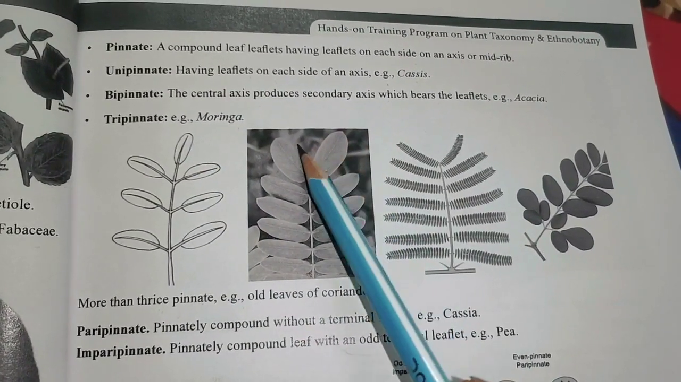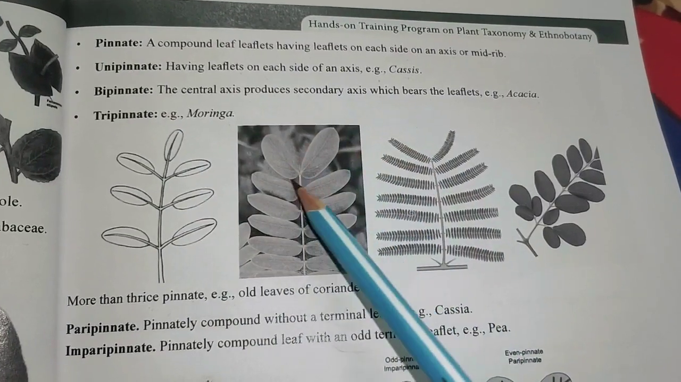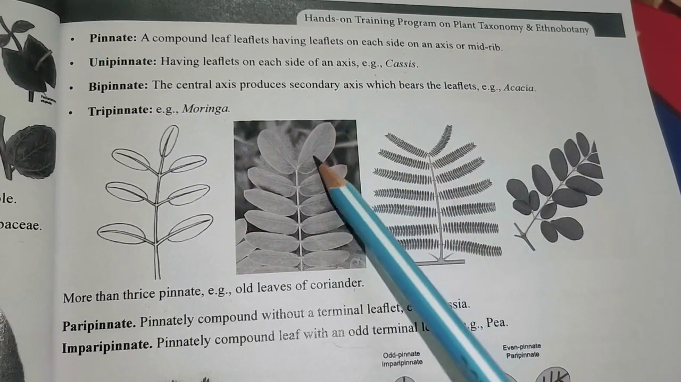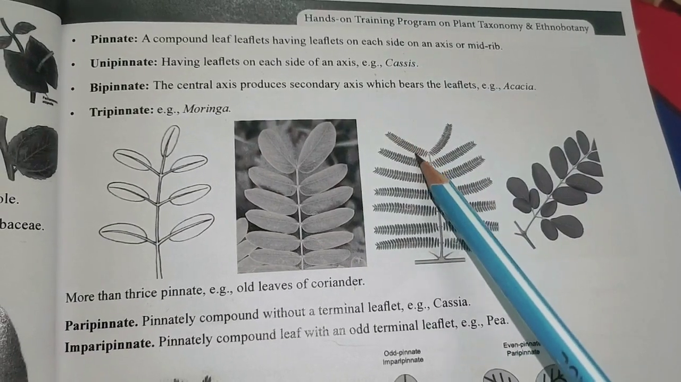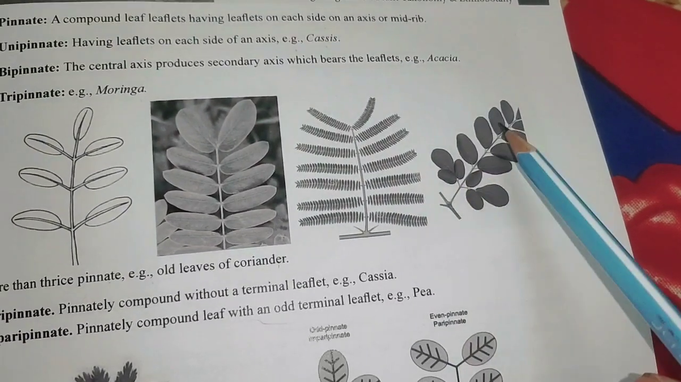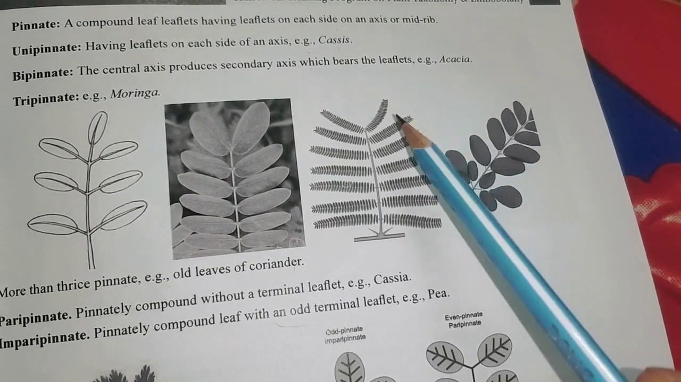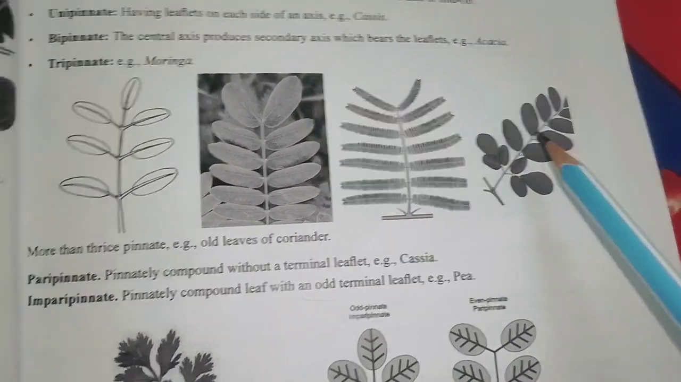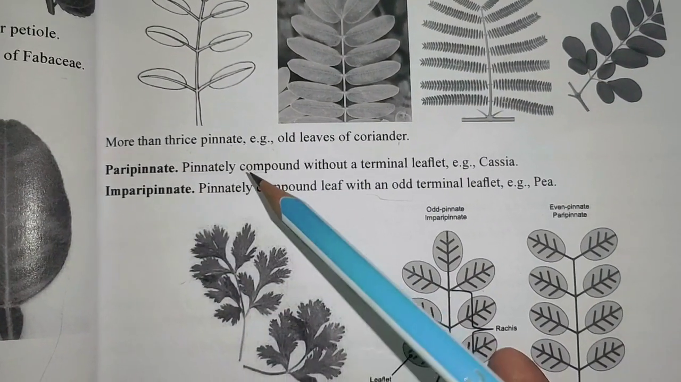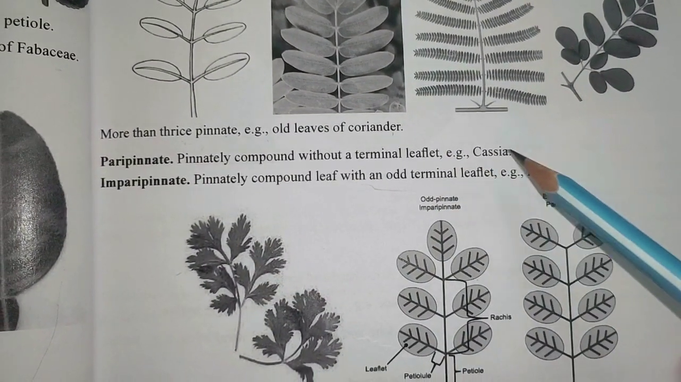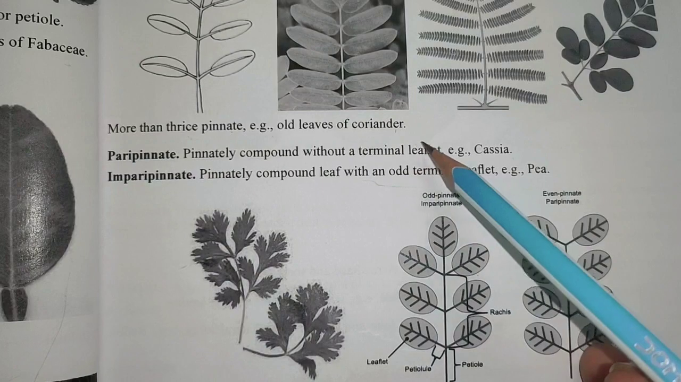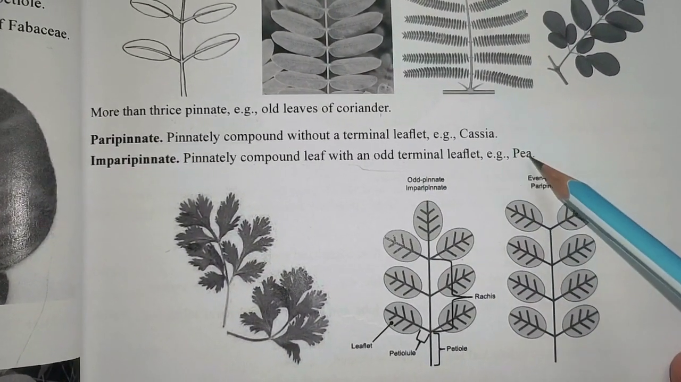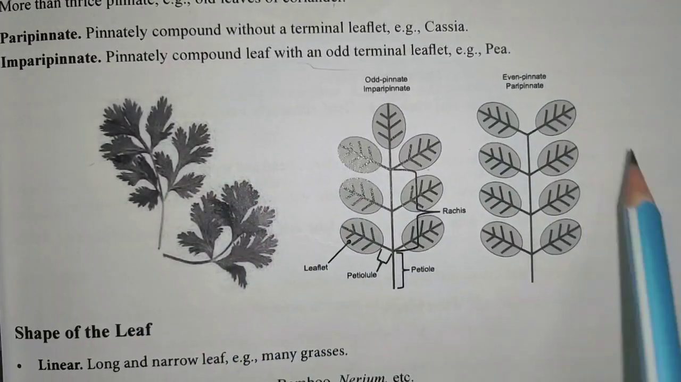Unipinnate, bipinnate, in which there are leaflets and more leaflets. Tripinnate: 1, 2, 3. In bipinnate 1, 2. In tripinnate 1, 2, 3. Paripinnate: pinnately compound without a terminal leaflet, like cassia. Imparipinnate: pinnately compound leaf with an odd terminal leaflet, for example this is the example.